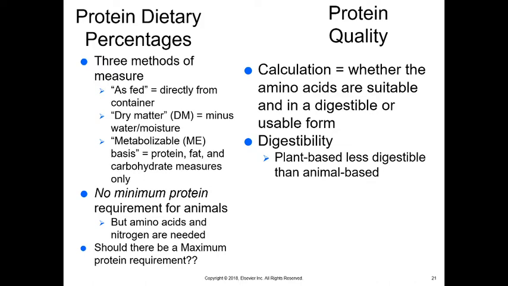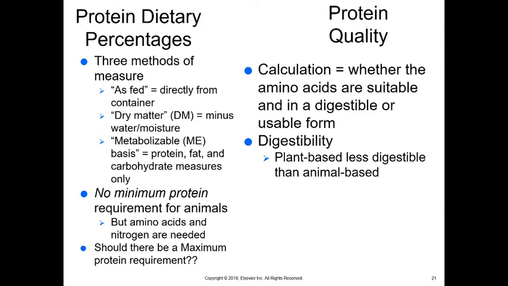Protein dietary percentages. There are 3 methods of measure of protein. As fed means it's coming directly from the container. Dry matter means they've taken it and removed all water and moisture, and have developed an understanding of how much protein is in there without the water or moisture in it. Metabolizable energy basis is the protein, fat, and carbohydrate measures only. There is no minimum protein requirement for animals, but we have an amino acid and nitrogen minimum.